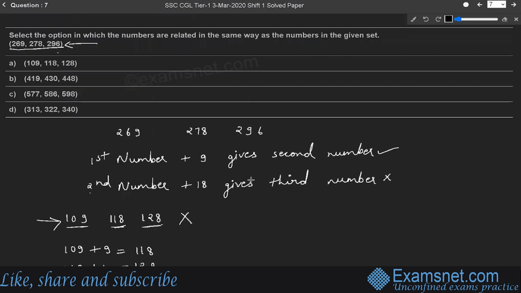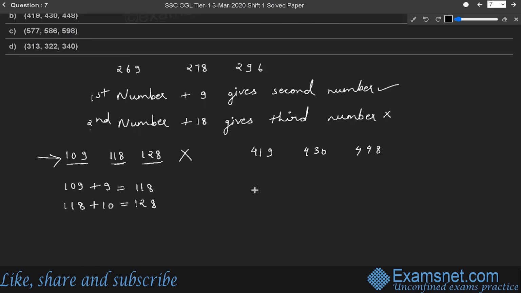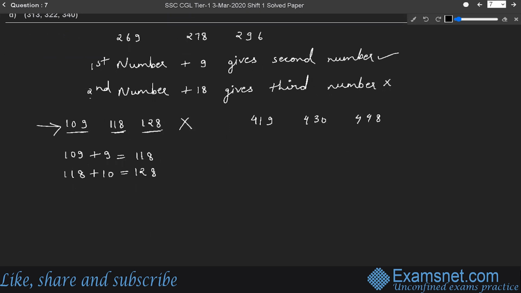Now let us look at the second option. Second option is 419, 430, and 448. Okay. So applying the same concept here, the first number is 419 plus 9. So here 419 plus 9 will not be equal to 430, which is second number.